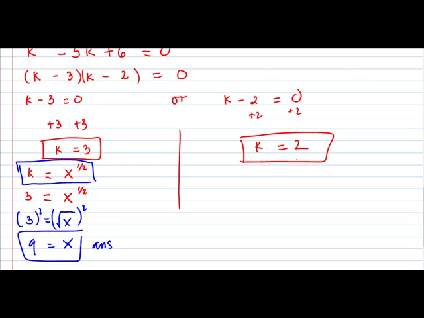For another answer, we go to here. I know that k also equals 2. And we know that k is also equal to x to the 1/2. So therefore, 2 has to be equal to x to the 1/2. When you square both sides, I have 4 equal to x. This is my other answer.